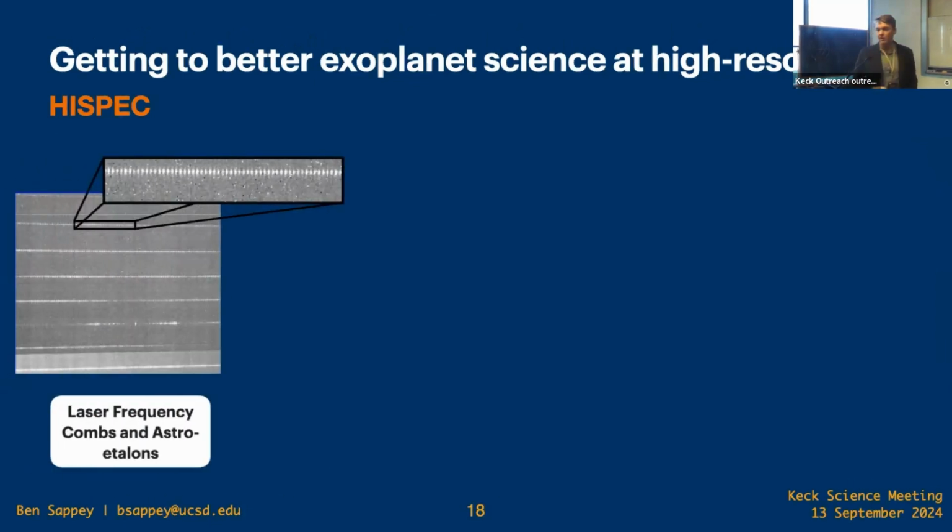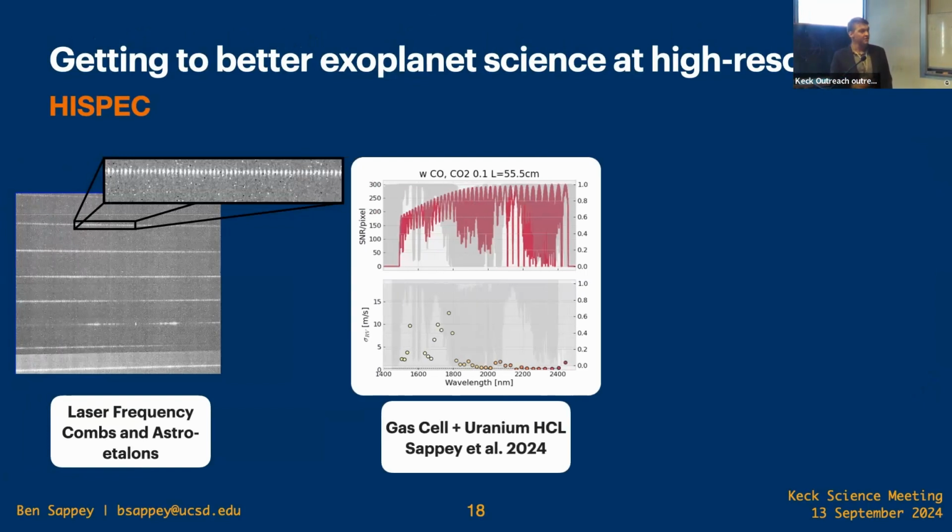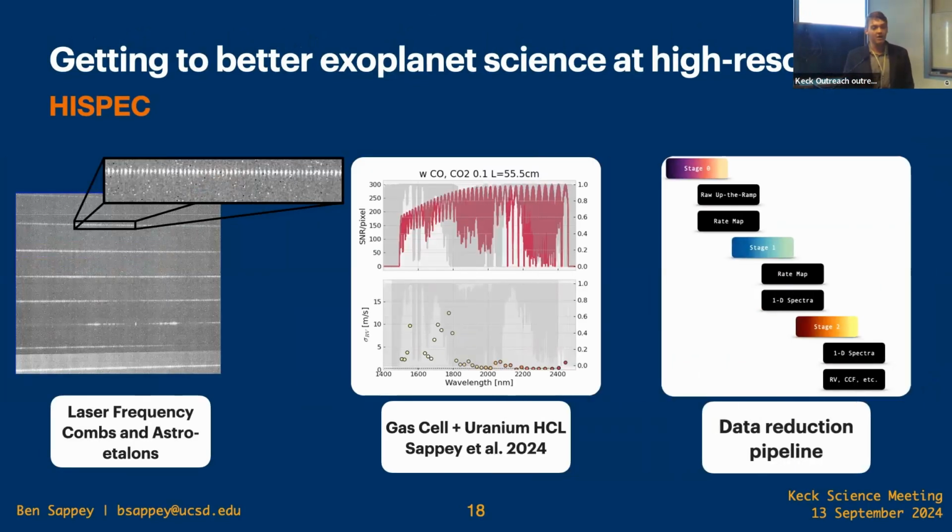I've also been working on the calibration system at UCSD for HISPEC. This is going to be very important to achieving all the science goals that we aim to get to with HISPEC. So this calibration system is going to employ 2 laser frequency combs, 2 astro-etalons, a suite of gas cells, and a uranium-neon hollow cathode lamp to do absolute and stable wavelength calibration. And then we also have a custom data reduction pipeline that I'm really excited about and starting to come together.